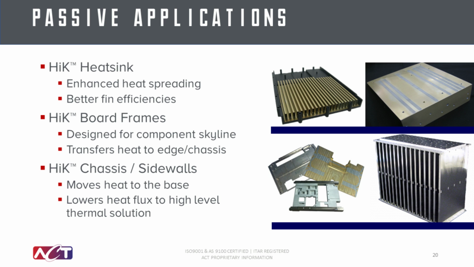And heat pipes can also be used in larger chassis and sidewall type applications, again moving and spreading heat in instances where traditional aluminum and copper just don't have the thermal conductivity or will create too high of a resistance to meet your ultimate thermal goals.